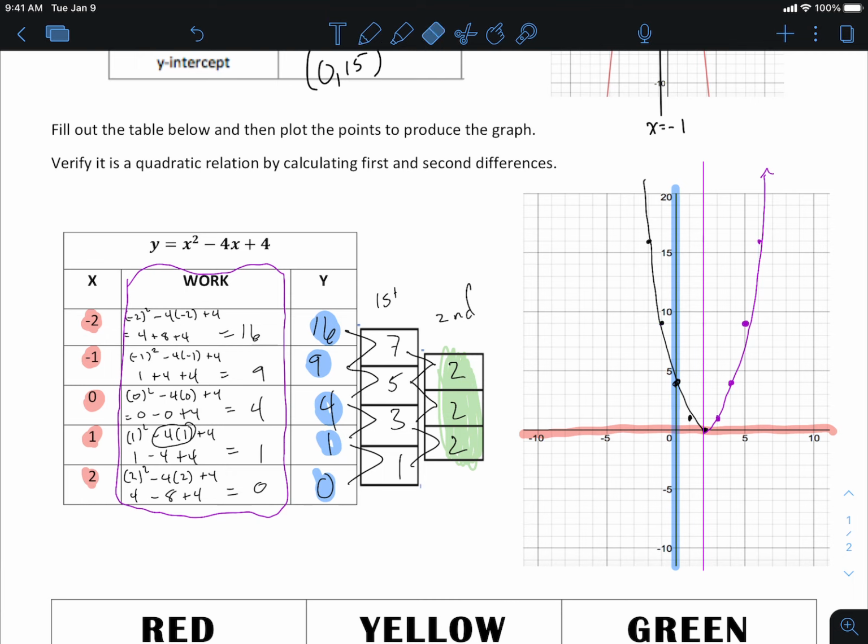Okay, there's a better way to do things. This is the better way. It's to graph using the other equation, the factor form version, okay? This is just a way. It's an introductory way, okay? So does anybody have any questions?